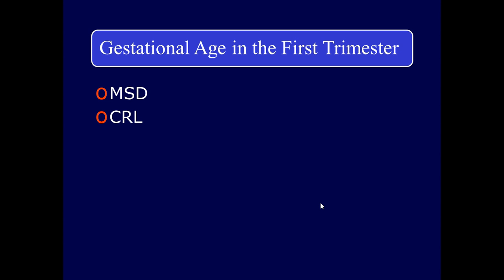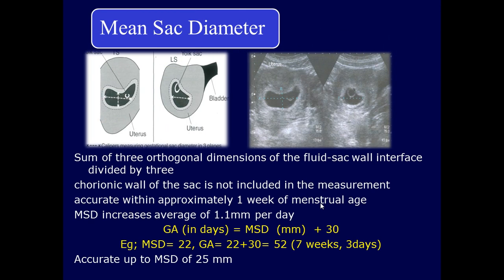In the first trimester, we use mean sac diameter and crown rump length to estimate gestational age. In the absence of a detectable embryo, gestational age might be determined by measuring the mean diameter of the gestational sac, known as mean sac diameter. Mean sac diameter is measured using the sum of three orthogonal dimensions of the fluid divided by 3.